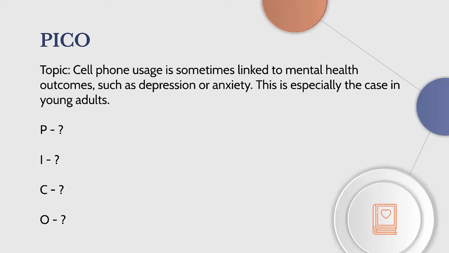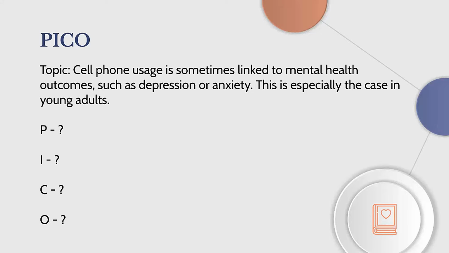So we have this topic, cell phone usage, et cetera. So what do you think the population or problem would be? The young adults. Young adults, yeah. And then the intervention. So what is it that we're trying to study? Yeah, cell phone use. Absolutely. Level of usage, yeah. Level of usage of the cell phone, right?